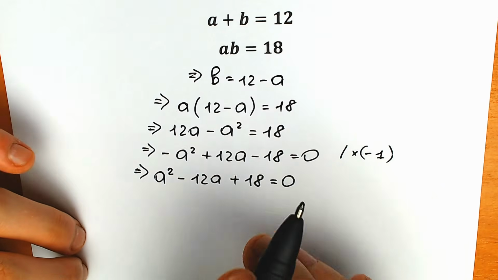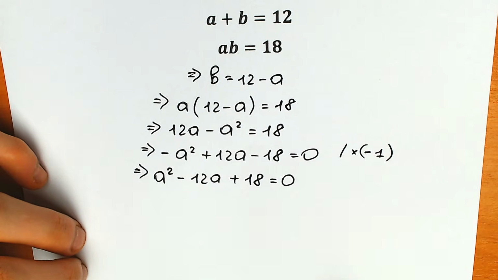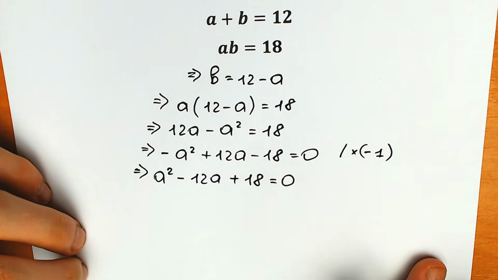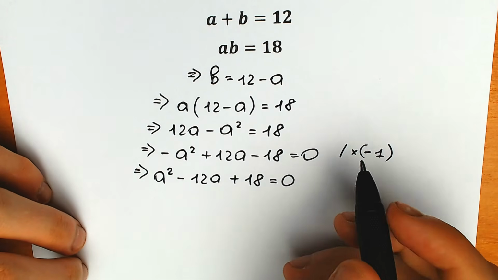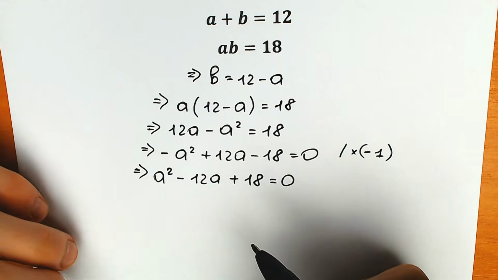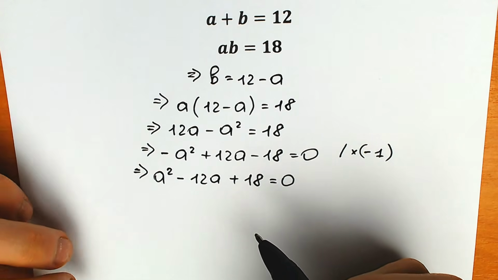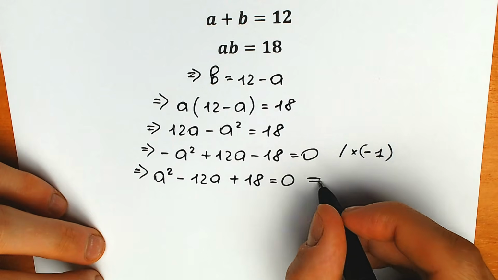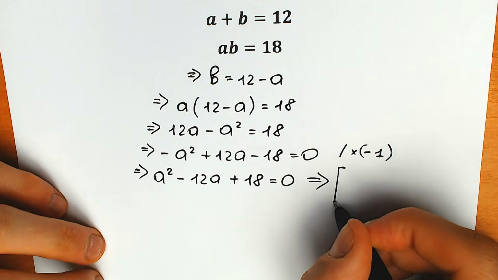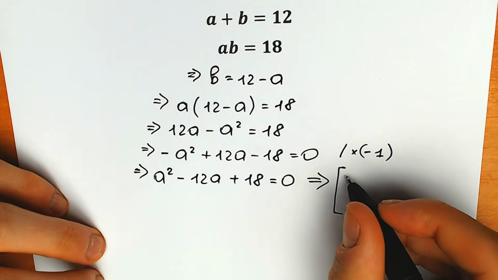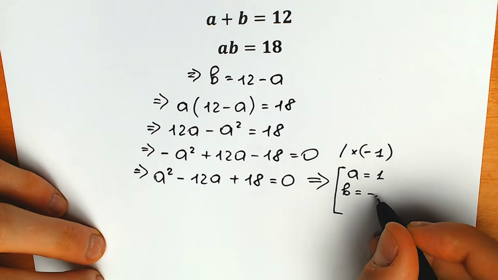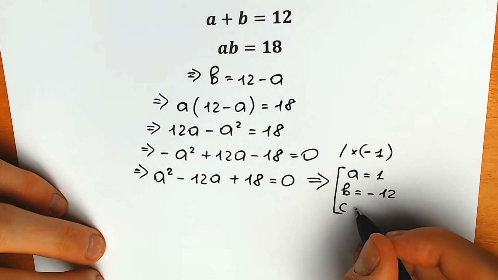I really hope you understand my solution until this moment. This is our first step to get closer to the quadratic equation. Next, of course, we need to solve this quadratic equation, and this is up to you. I'm going to use the basic and classic method of coefficients. So I'm going to write our coefficients right here: a equals 1, b equals minus 12, and c equals 18.